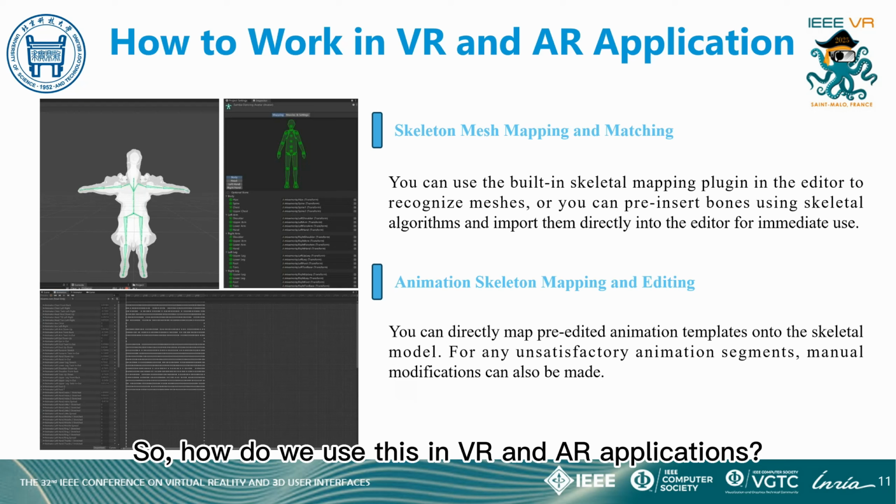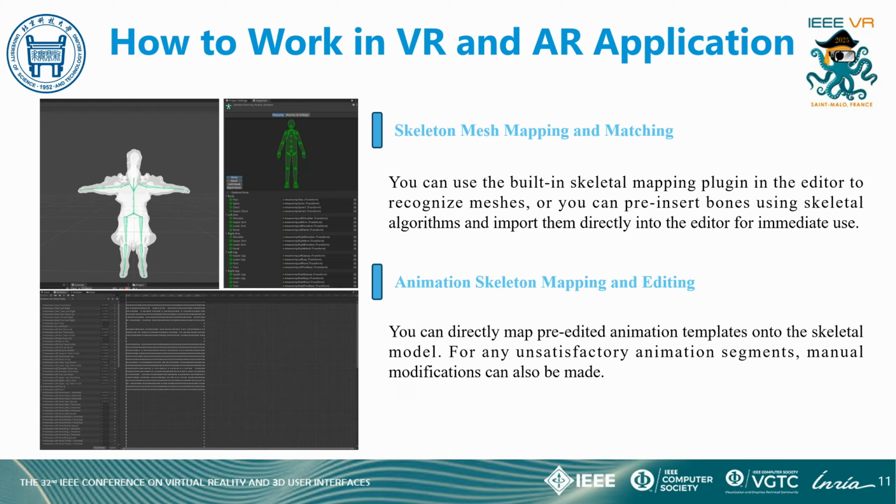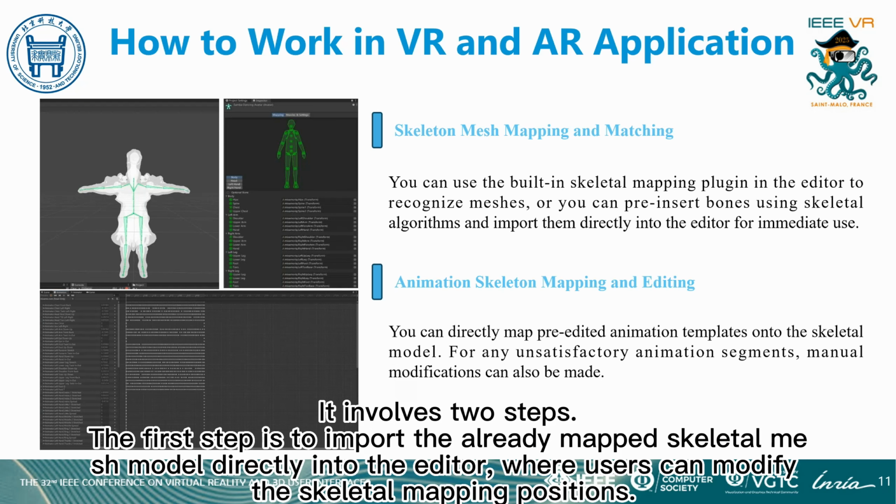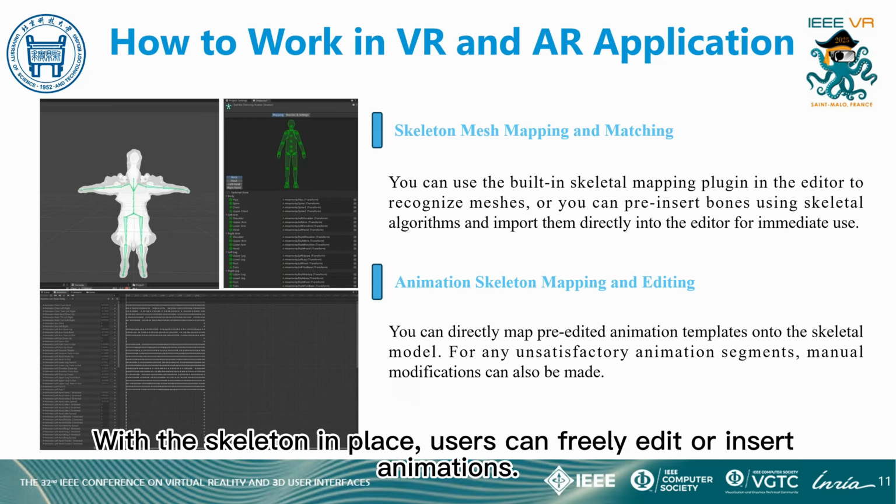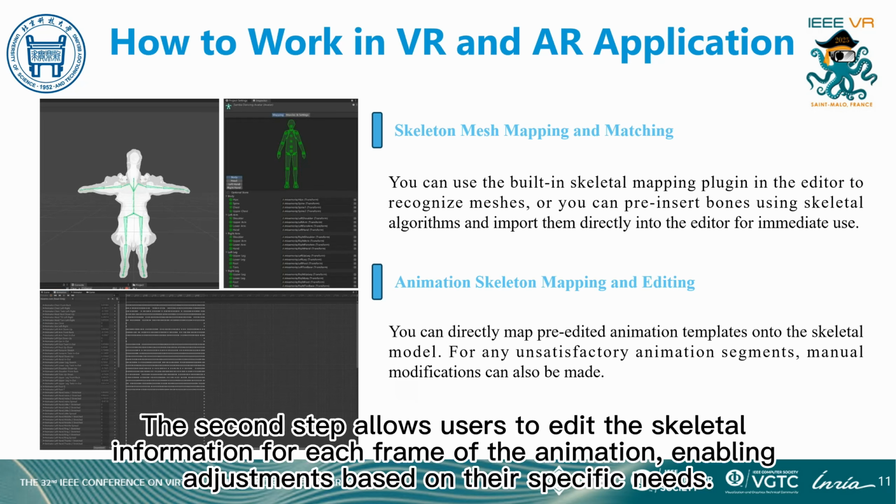So, how do we use this in VR and AR applications? It involves two steps. The first step is to import the already mapped skeletal mesh model directly into the editor, where users can modify the skeletal mapping positions. With the skeleton in place, users can freely edit or insert animations. The second step allows users to edit the skeletal information for each frame of the animation, enabling adjustments based on their specific needs.